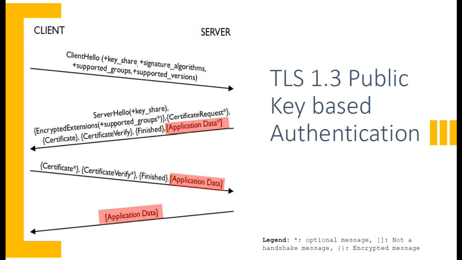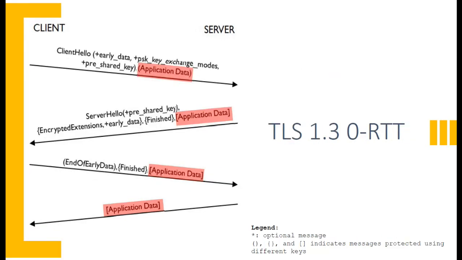exchanges. One of the most important features of TLS 1.3 is probably the ability to transmit protected application data with the first message already. You can't do better than this. This is called the zero RTT exchange.